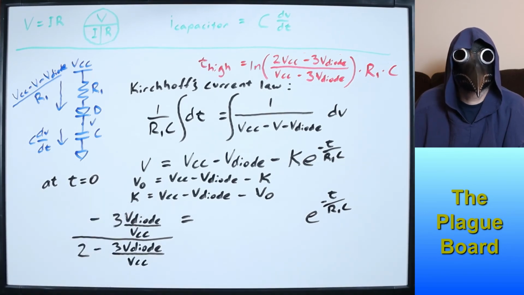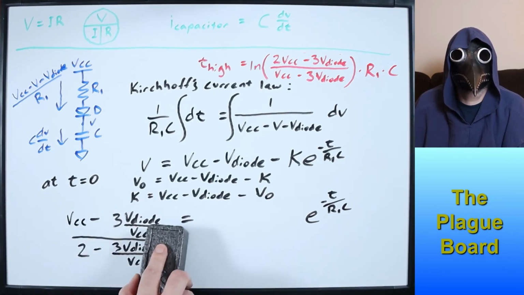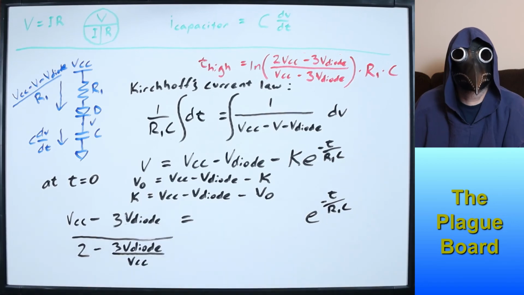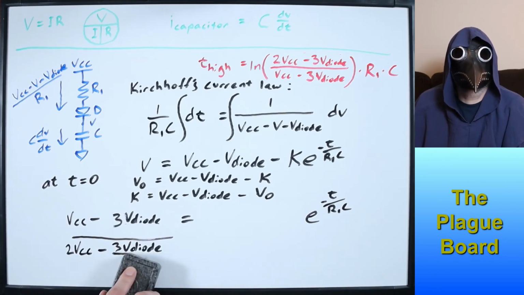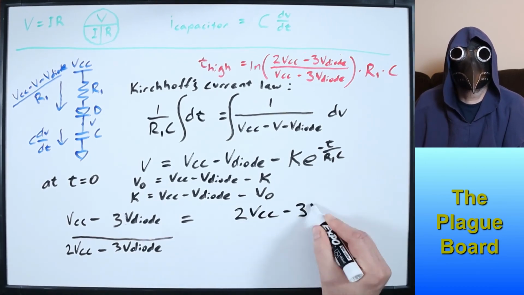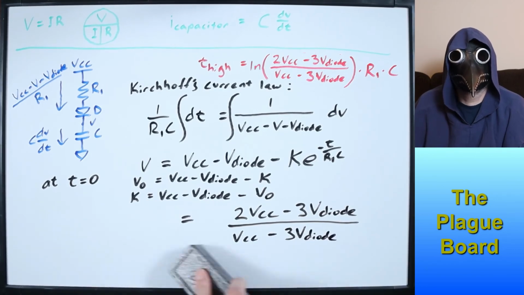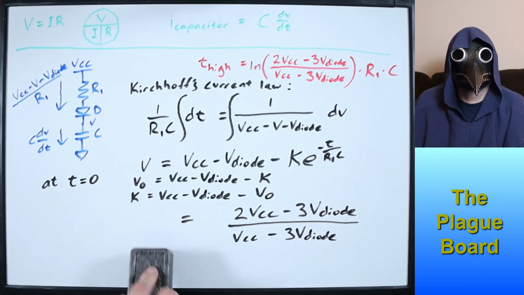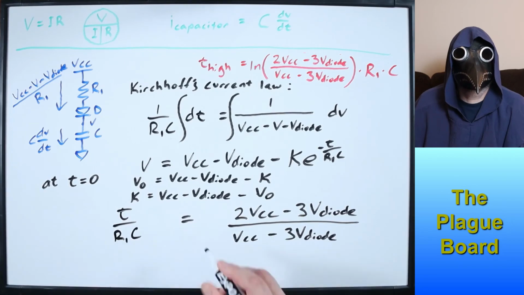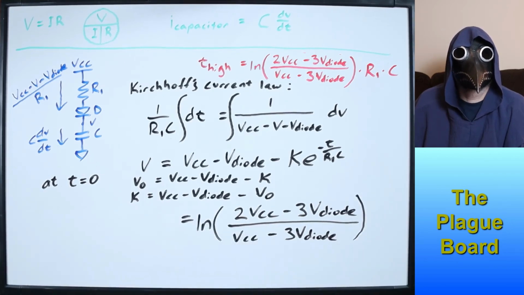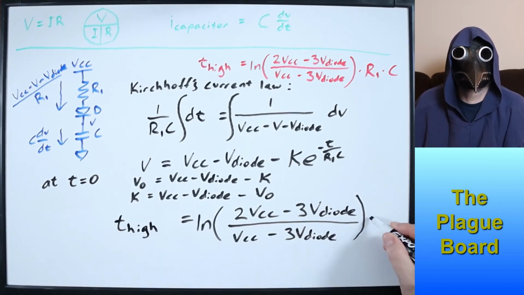I'll multiply the numerator and denominator on the left side by VCC. This will be the same as multiplying the left side by VCC over VCC, which is the same as multiplying by 1. Taking the reciprocal and swapping sides, I get this. And taking the natural log of each side gives me this. And finally, multiplying each side by R1C gives us our final result. Wow, that was pretty intense.